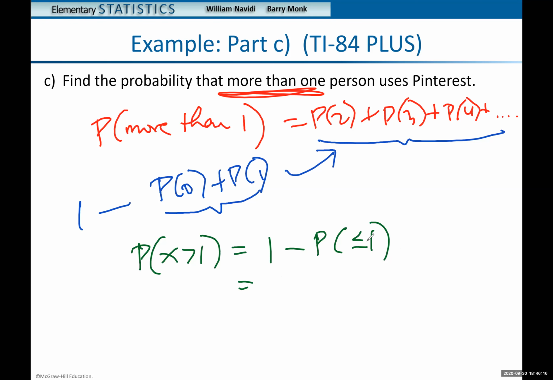And less than or equal means this is binom CDF. So binom CDF, the number of trials 15, probability is 0.3, and your X is 1. So try that. It's just simply one minus binom CDF of less than or equal to one.